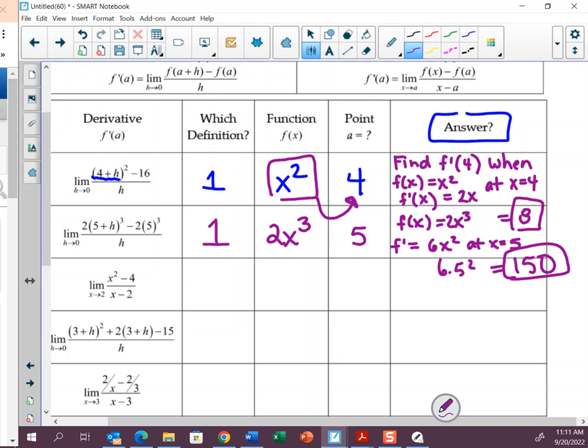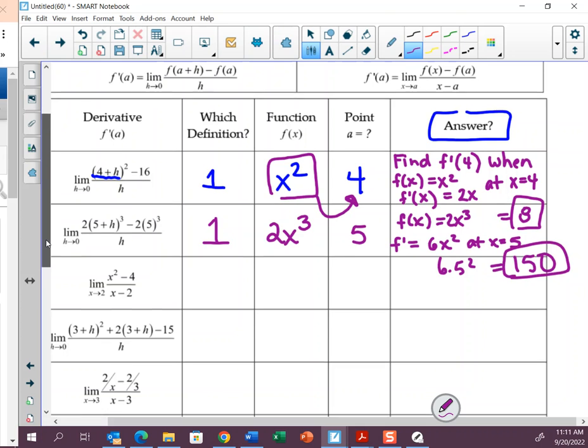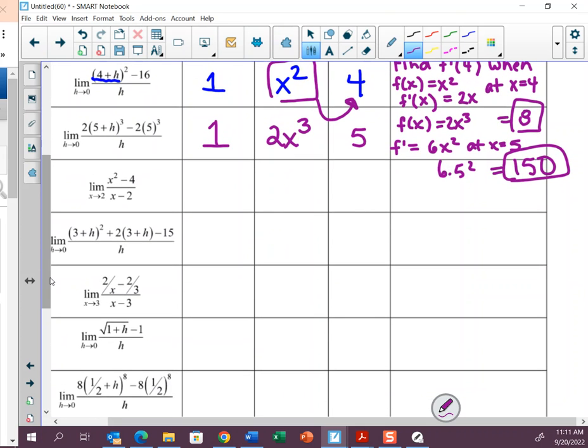I want you to finish this chart. If you didn't do the other columns, and you're still having trouble identifying where we can see things, let me help you with that a little bit. But if you can see what the function is, and you can see what the a value is, then you should be able to use power rule. Now, I will tell you, on a couple of these, you're going to have to think about how to make it a power rule problem.